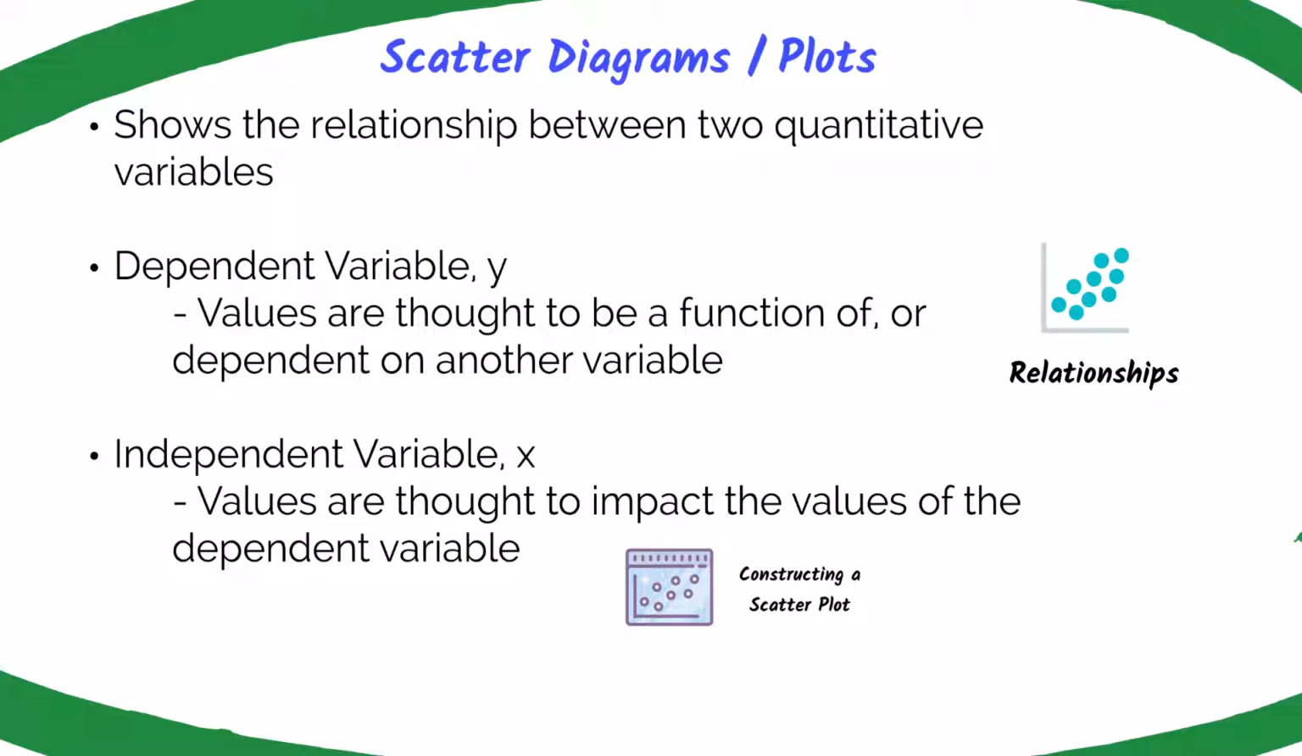So how do we really decide which variable goes on which axis? If we look at the y-axis here, this is our dependent variable. These are values that we think are a function of, or are dependent on, another variable. That other variable is our independent variable, which are the values that are thought to impact the values of the dependent variable. We'll use scatter plots in Chapter 14, but here we're going to focus more on how to create them and what they could be used for.